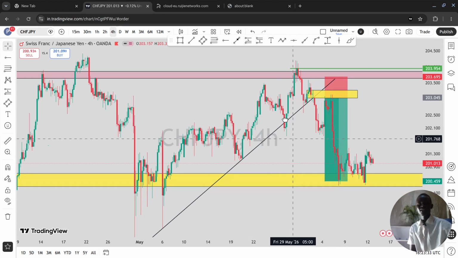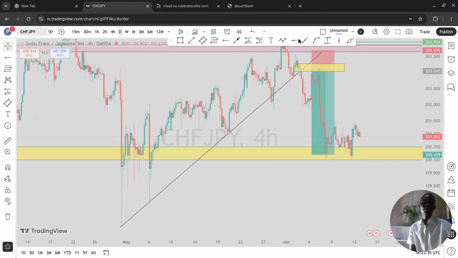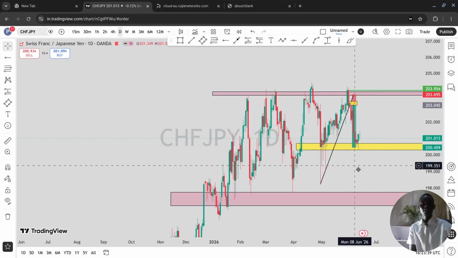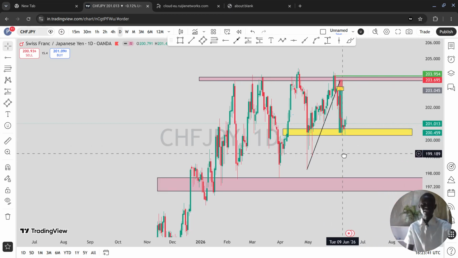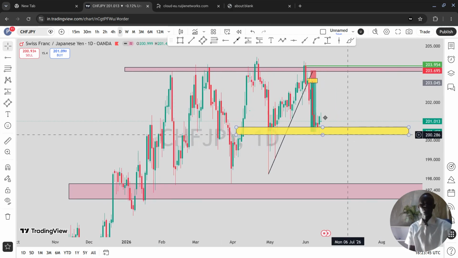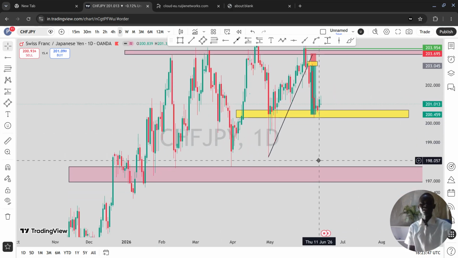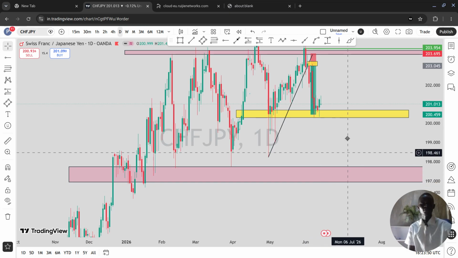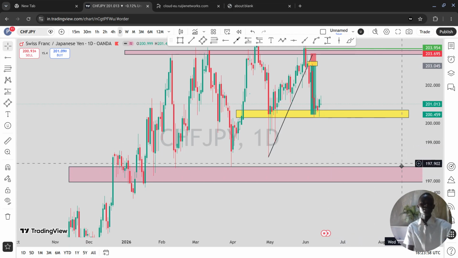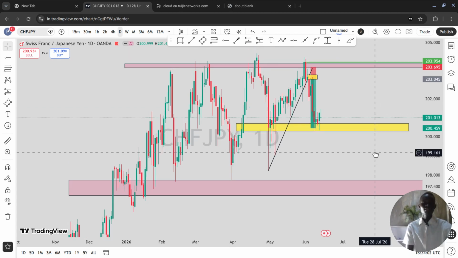In the next coming few days, I'm waiting for this market to break below here, so I can enter into more positions. My prime target for this trade is to come all the way to here, guys, all the way to 198. Yeah, it's all the way up to here, which is at 198. So this is just for the CHFJPY.